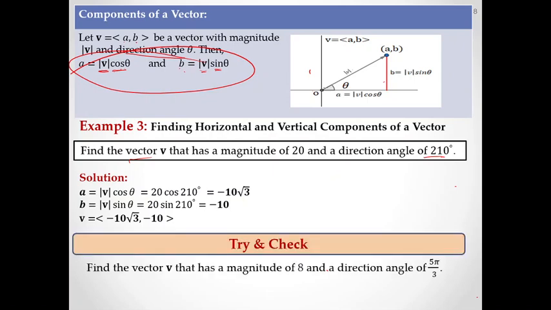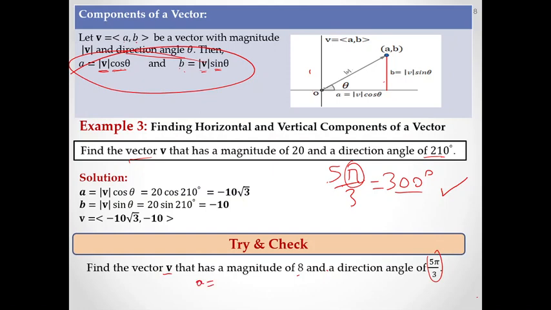Now let's do the try and check. It says the vector v has a magnitude of 8 and a direction angle of 5 pi over 3. Okay, it's better we change this 5 pi over 3 to degrees, and this has to be 300, I guess, because it's 180 times 5 divided by 3. It has to be 900 divided by 3. You can check.